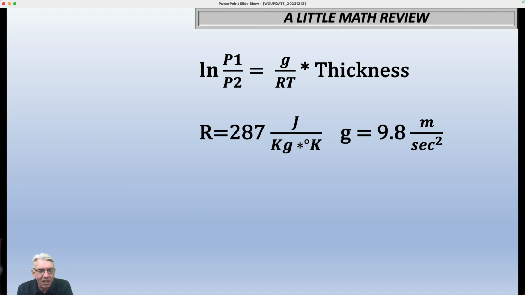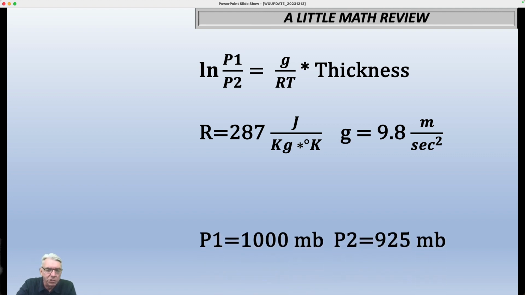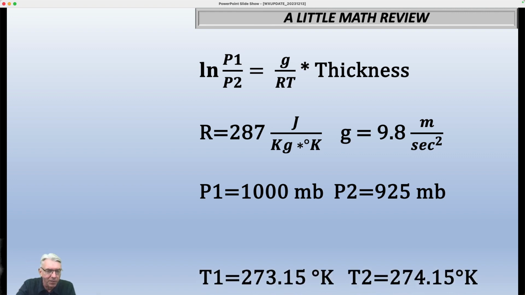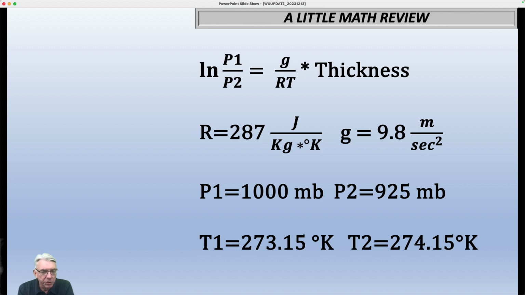The gravitational constant is 9.8 meters per second squared. And then I'm going to take two arbitrary pressures. One is 1,000 millibars, which if you're at sea level is near the ground, and 925 millibars, which at sea level or near there would be about 2,500 feet up. And I'm going to use two temperatures 1 degree Kelvin apart, which is also 1 degree Celsius apart. We use Kelvin because that's the unit that this equation mandates.